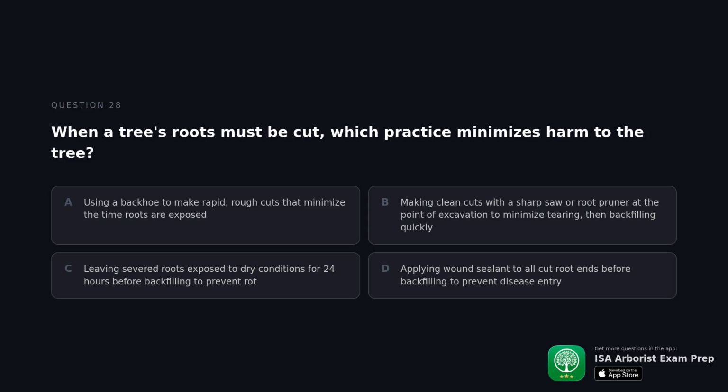When a tree's roots must be cut, which practice minimizes harm to the tree? A. Using a backhoe to make rapid, rough cuts that minimize the time roots are exposed. B. Making clean cuts with a sharp saw or root pruner at the point of excavation to minimize tearing, then backfilling quickly. C. Leaving severed roots exposed to dry conditions for 24 hours before backfilling to prevent rot. D. Applying wound sealant to all cut root ends before backfilling to prevent disease entry.